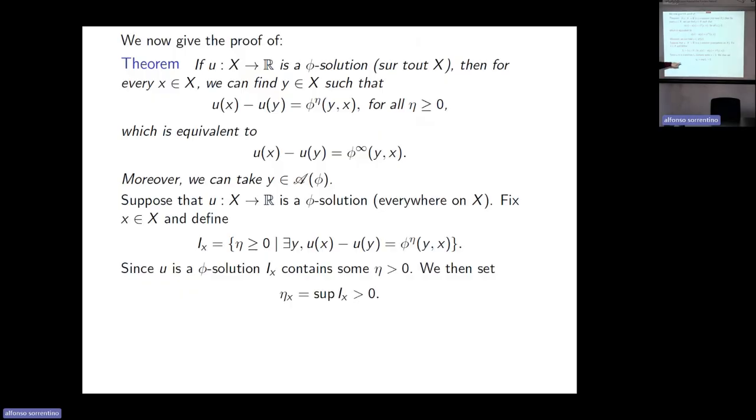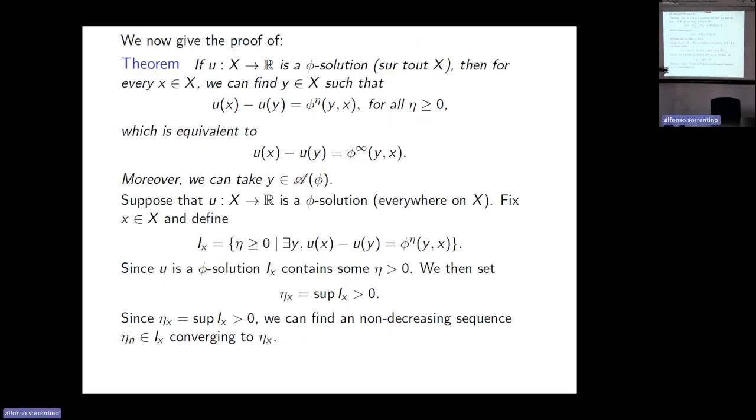Now, I'm going to take the sup of this value. I call it eta x. Okay? Eta x is positive because there is a positive number there. And so we can find a non-decreasing sequence, or a strictly increasing sequence, such that eta n converges to eta x. Okay? So eta n is strictly less than eta x, and the eta n are in Ix.